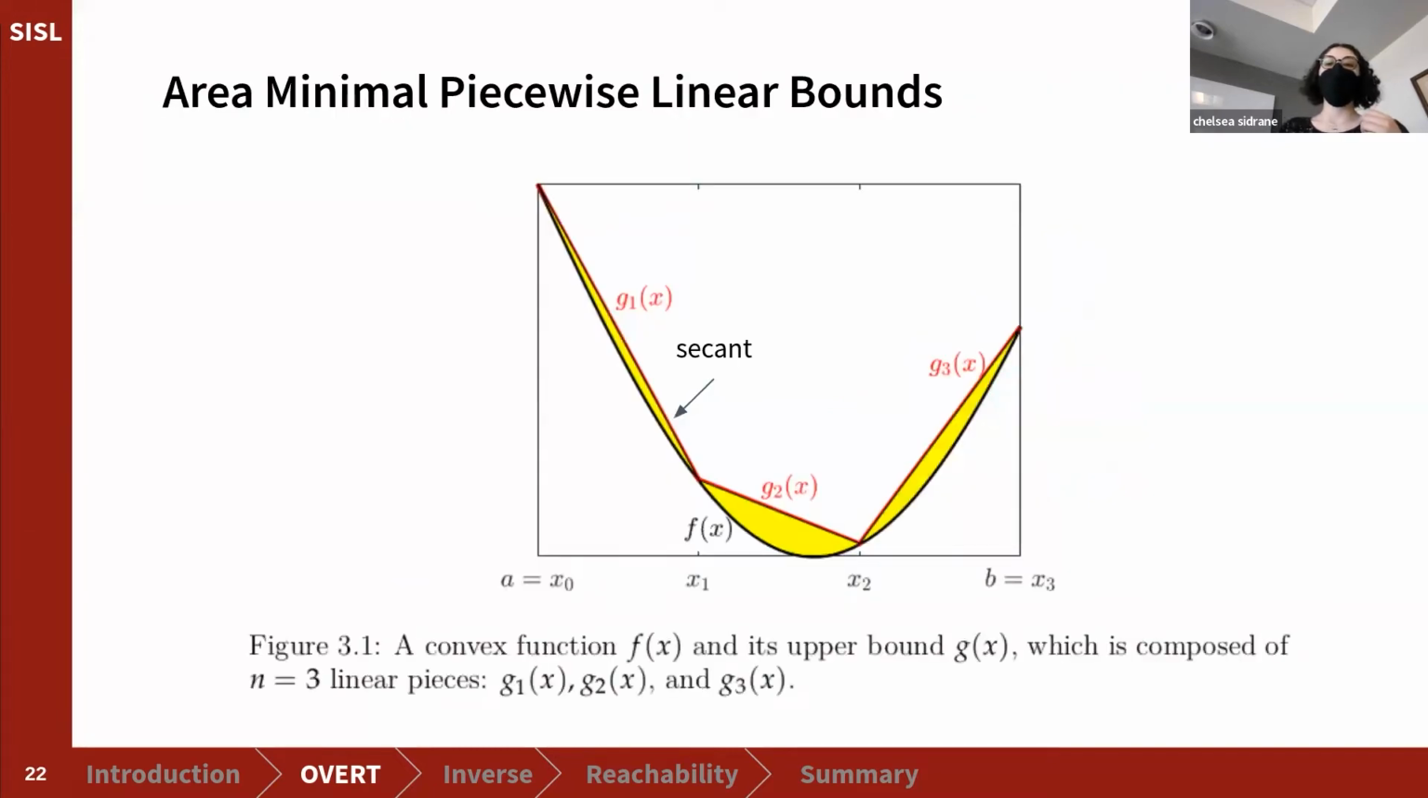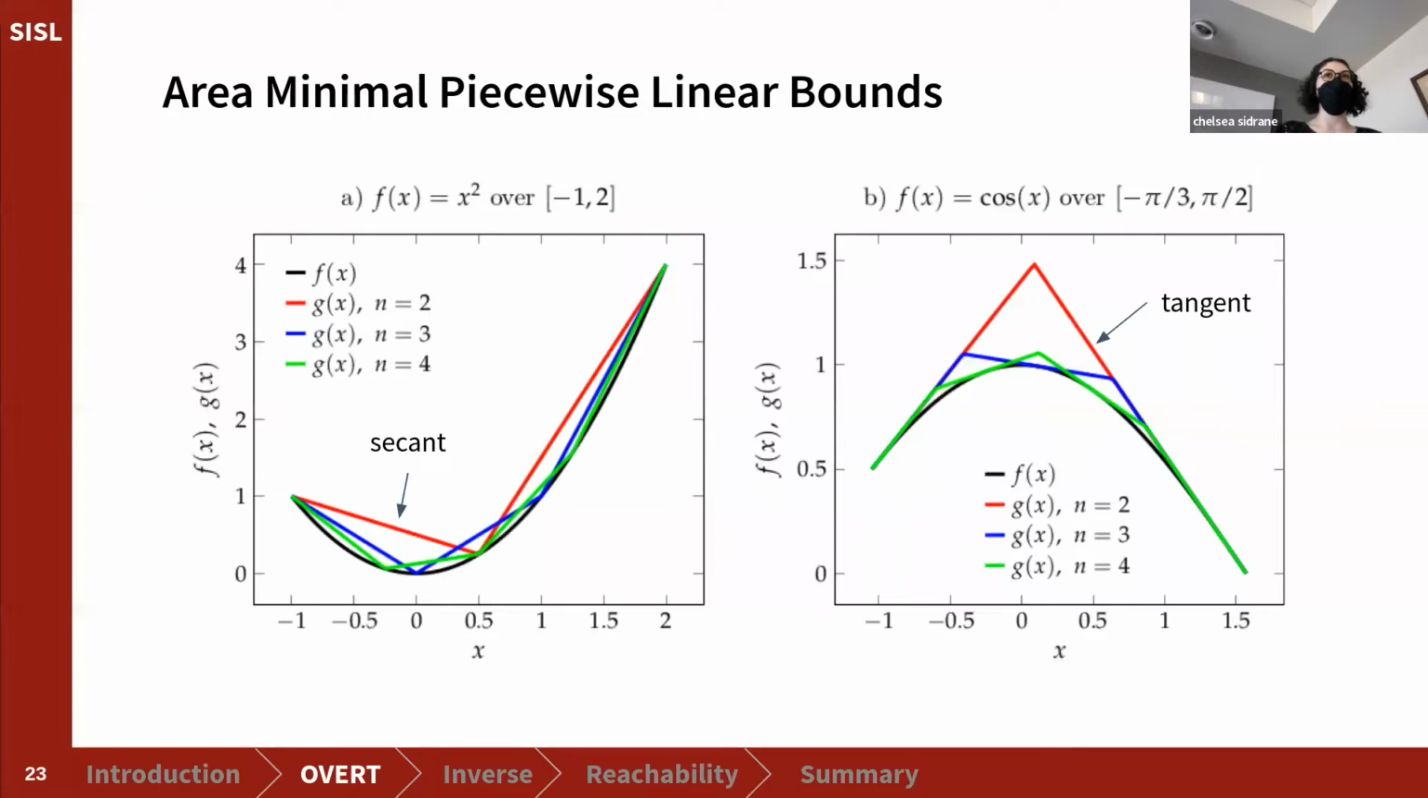OVERT constructs bounds by minimizing the area between the bound and the function, which is the area shown in yellow. For the upper bound of a convex function, it fits a string of secants, and it optimizes the location of the tie points, x1 and x2. Here we have a 3-segment bound, but you can use any number of segments to get an arbitrarily precise bound. On the left, we have examples of upper bounds for convex regions, and on the right, upper bounds for concave regions, using different numbers of line segments.